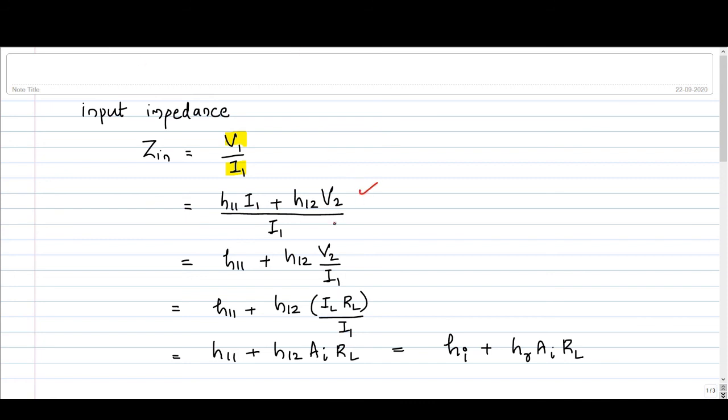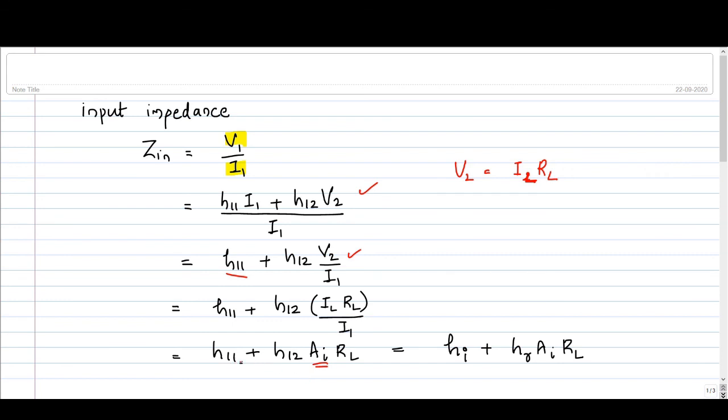This is from our first equation divided by I1. So when you divide, this is H11 into I1 by I1, that is H11 plus H12 into V2 by I1. Now what is V2? V2 is the voltage across the output port, that is load current into load resistance, IL into RL. Okay, so V2 is IL into RL. And what is IL by I1? IL by I1 is nothing but current gain, AI. So I have written this H11 plus H12 into AI into RL.